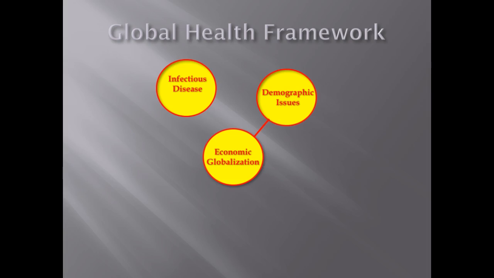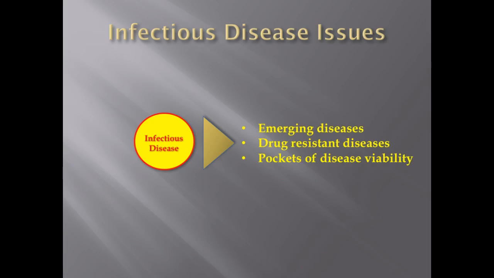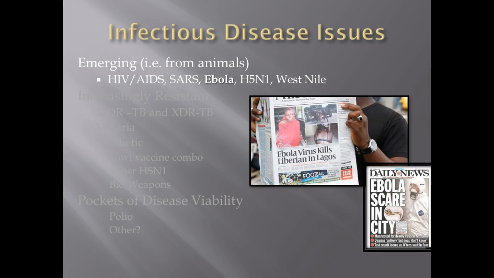The next major driver focuses on infectious diseases. Three issues can be associated with infectious diseases: emerging infectious diseases from animals, drug resistance from drug misuse, and pockets of disease viability from politics. And we'll explore each of these in the next few slides.